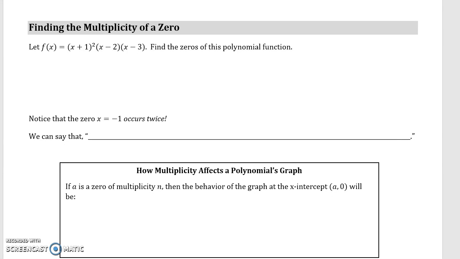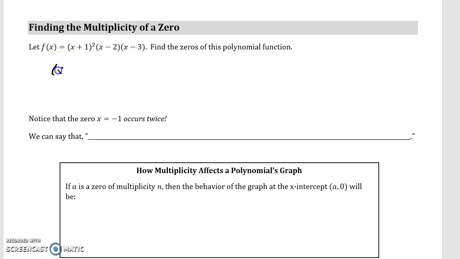Finding the multiplicity. This goes back to that zero concept that we had a couple problems back, and we'll talk about what that means for our answers. So it says, let f of x equal x plus 1 quantity squared, x minus 2, x minus 3. Find the zeros of this polynomial function. Same question I have asked you before. How many factors do you think that you have? My guess is a lot of you are saying that you have 3 factors. My hope is that some of you recognize that you actually have 4 factors.